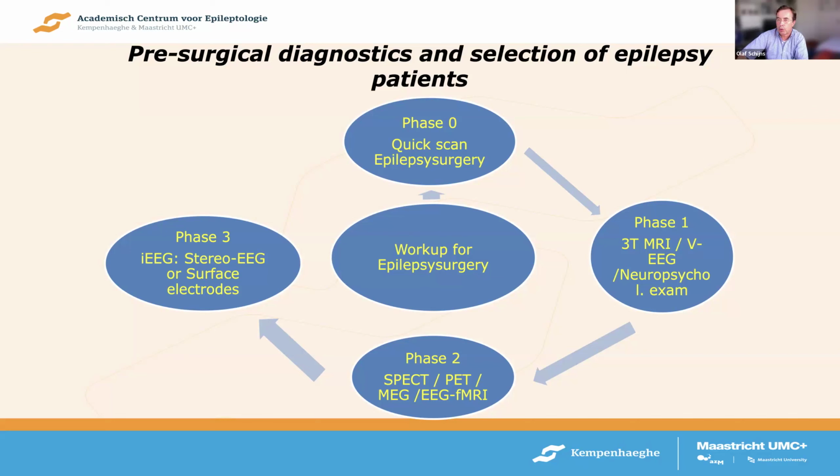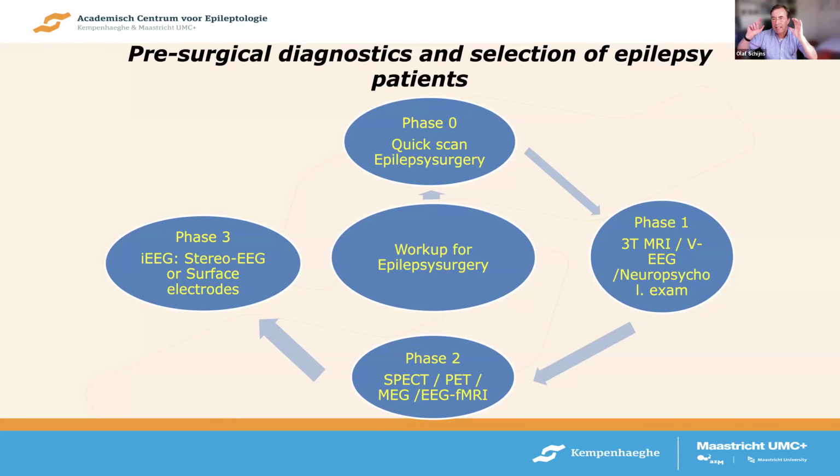From phase 0, you go to phase 1, and that is you make a 3T MRI. There is a review by a neuroradiologist educated and trained in epilepsy, and you have a special epilepsy dedicated MRI protocol. That gives the best chance that you will find a lesion. Still, about 25% of the adults and 33% of the pediatric population is MRI negative. At the same time, we do a video EEG, that's a scalp EEG, and we do the neuropsychological examination.